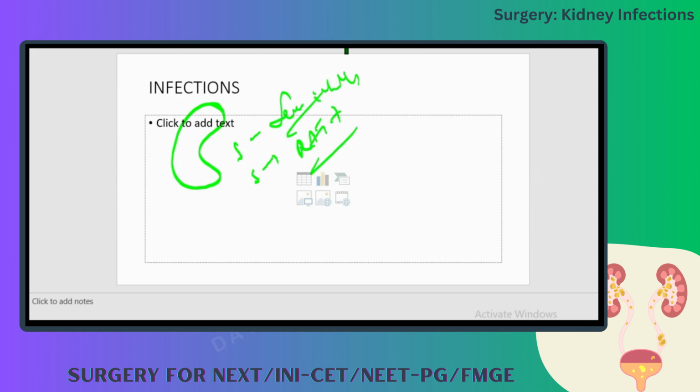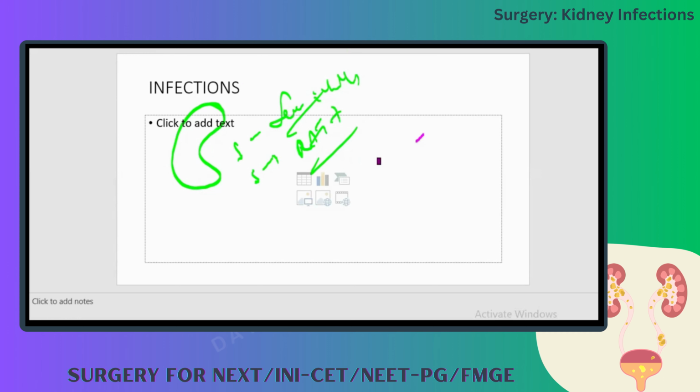So the renal angle tenderness. Where is the renal angle? Renal angle tenderness is positive. Very good. But where is that renal angle exactly? Angle between the 12th rib and the lateral border of the erector spinae.